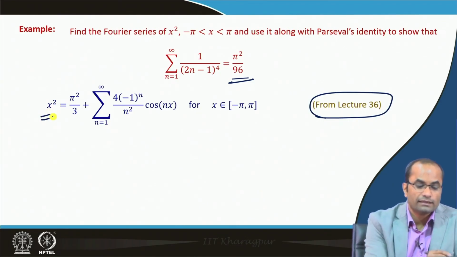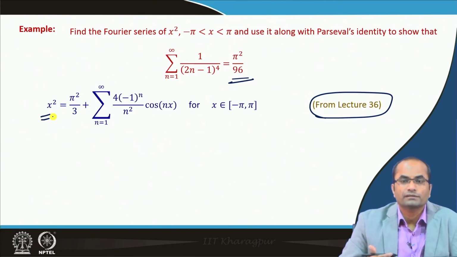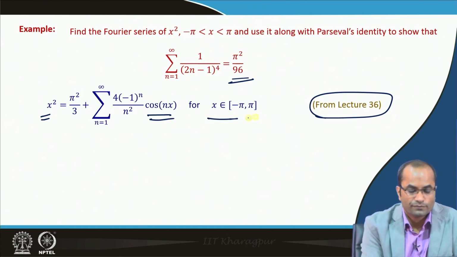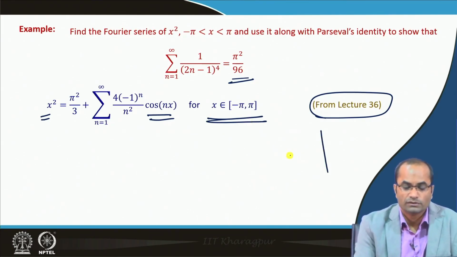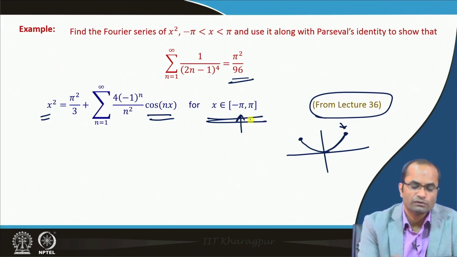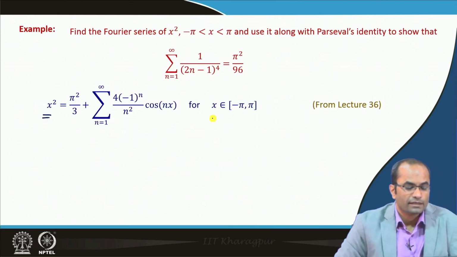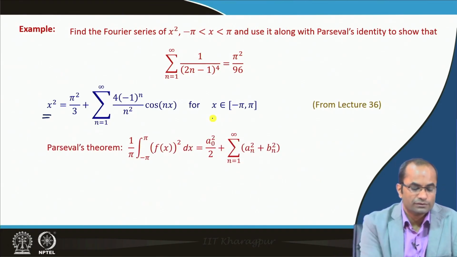36. The Fourier series of this x square, which is an even function, will have only the cosine terms, and it holds for all x from minus pi to pi including the end points, because this function x square has this structure and the values at the end points are also equal. So, it will converge everywhere, and then we have this equality for the Fourier series.